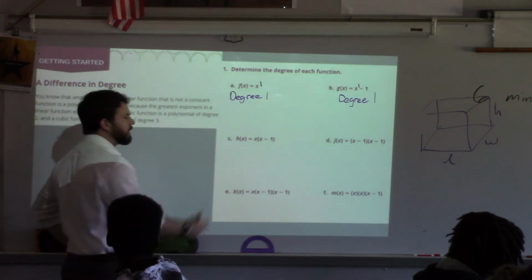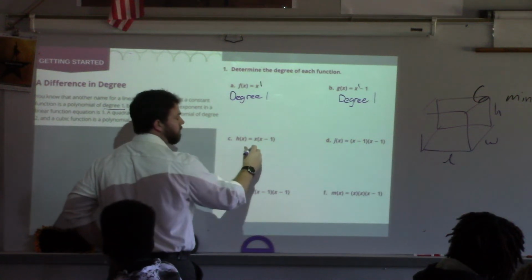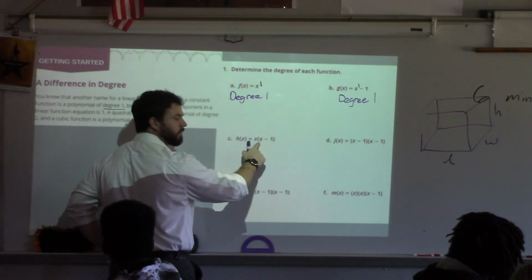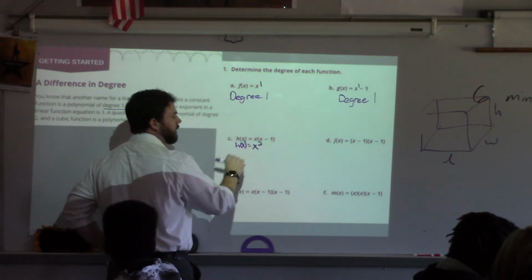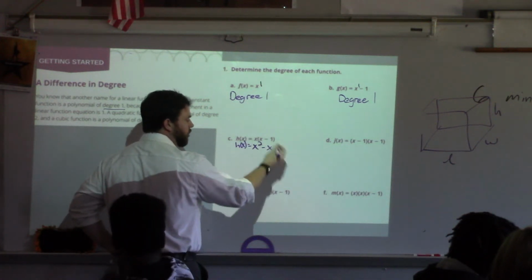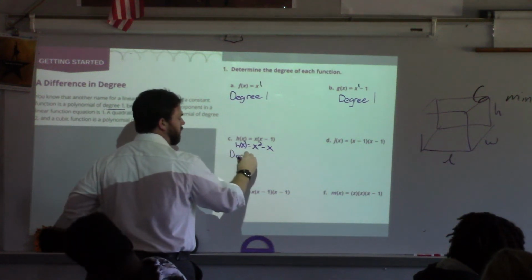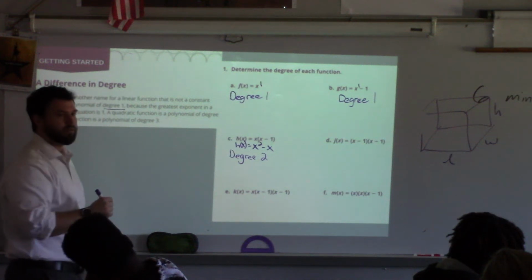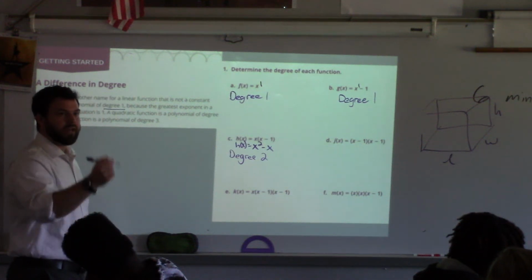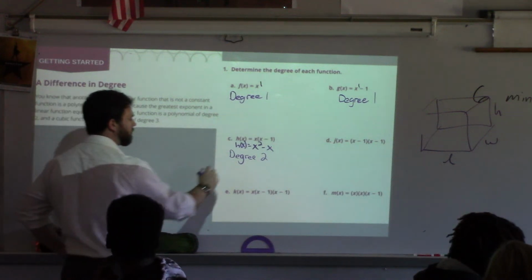How are you getting degree 2? I only see the power of 1. There's 2 x's and they're being what? Multiplied. And what is x times x? X squared. So sometimes it is better or easier to distribute, but notice it's a highest power of 2, so it's a degree 2. And what type of function would we call that? Quadratic, right? A degree 2 is a quadratic.